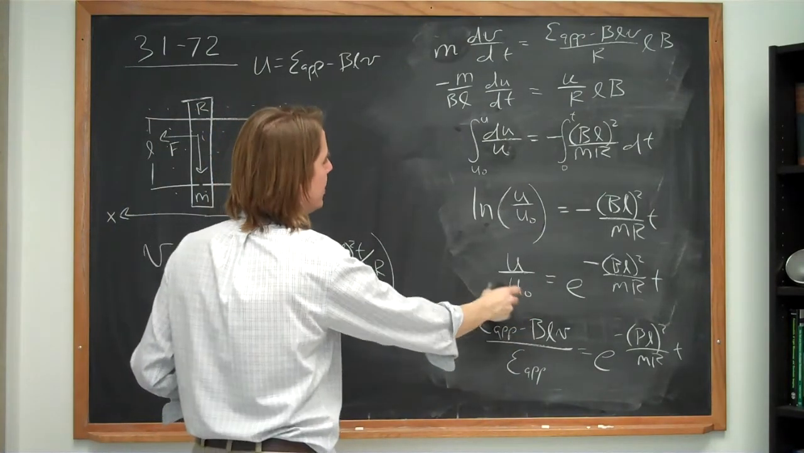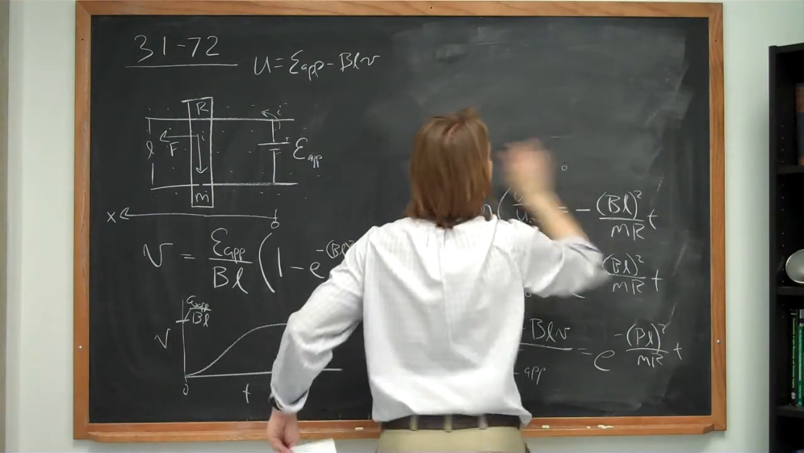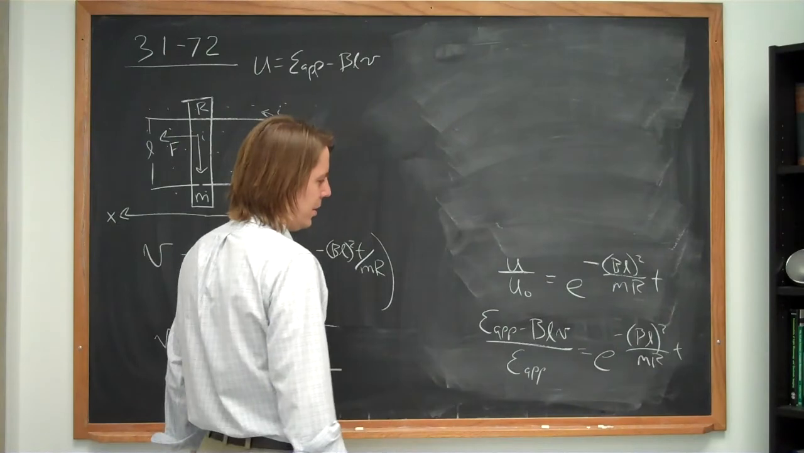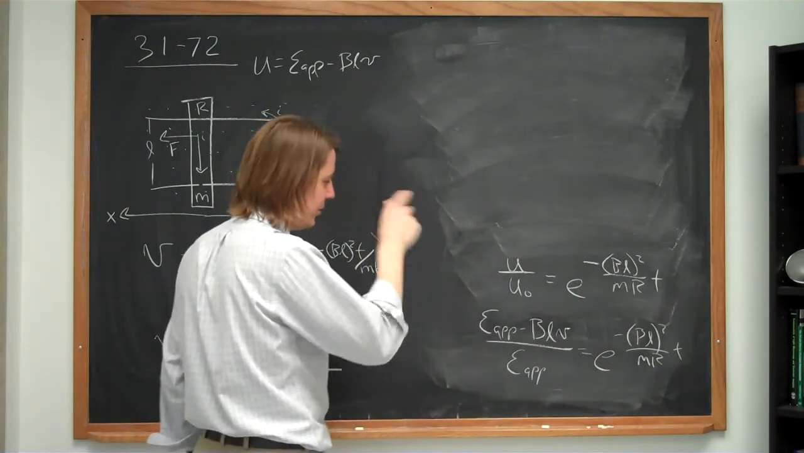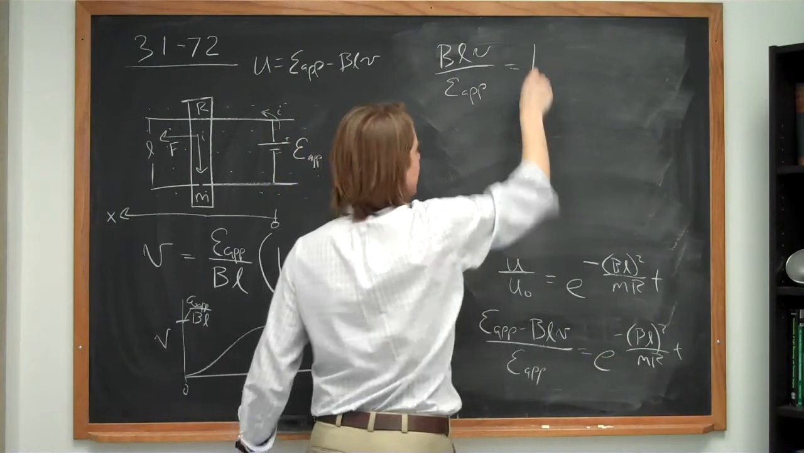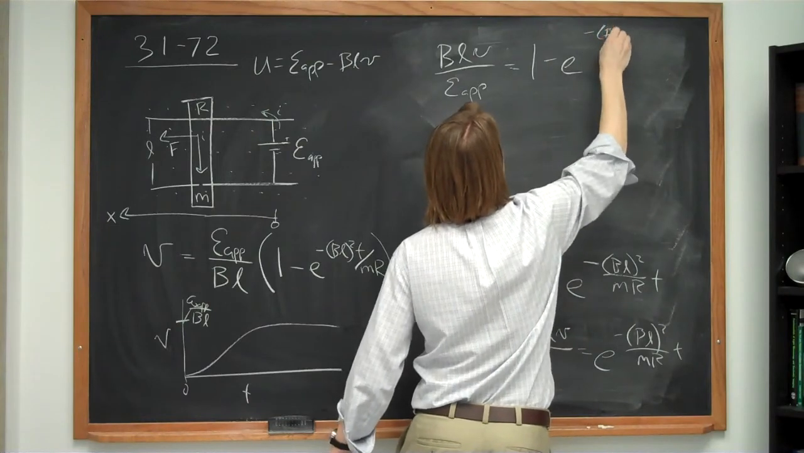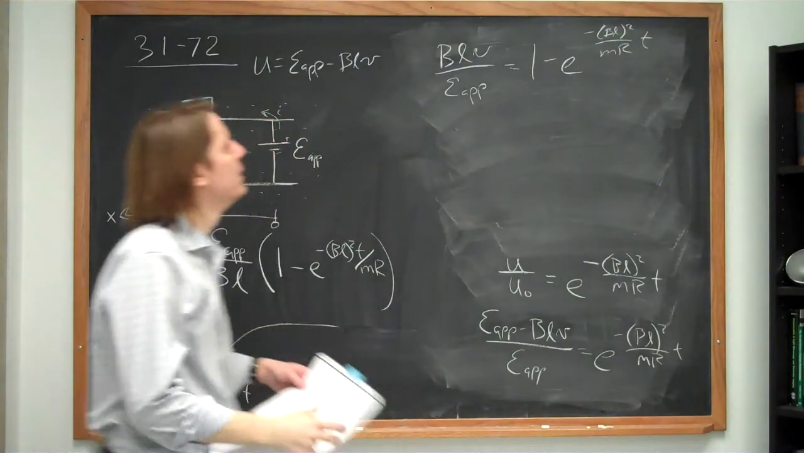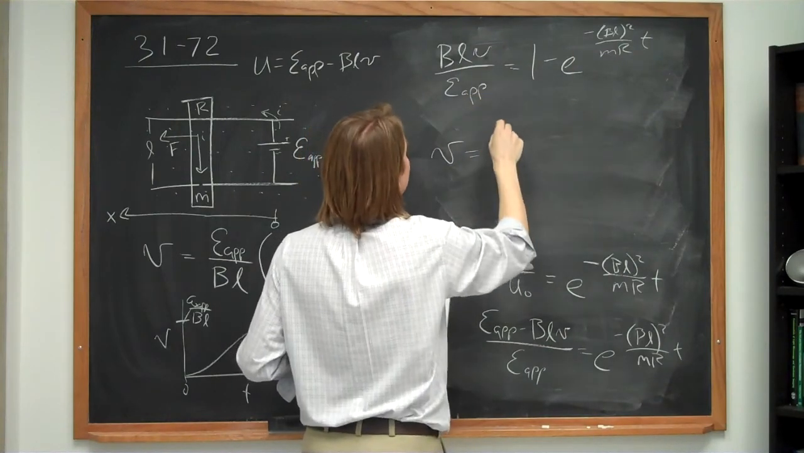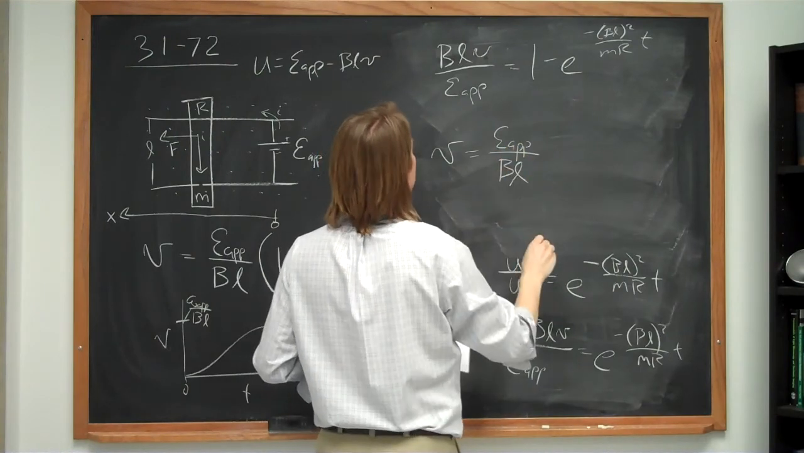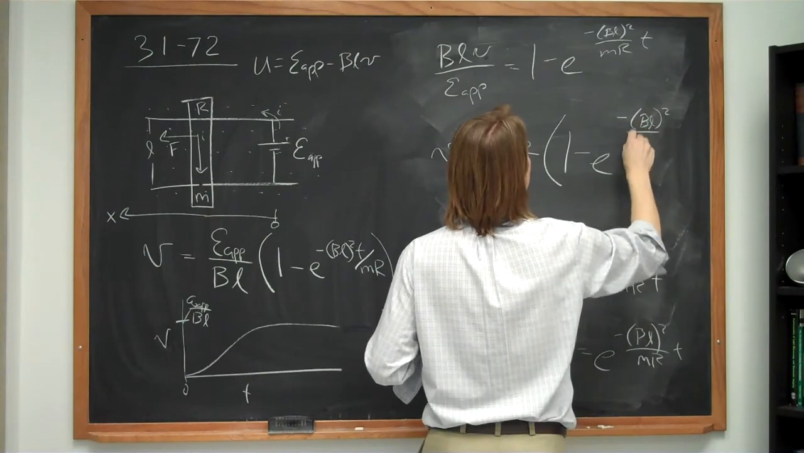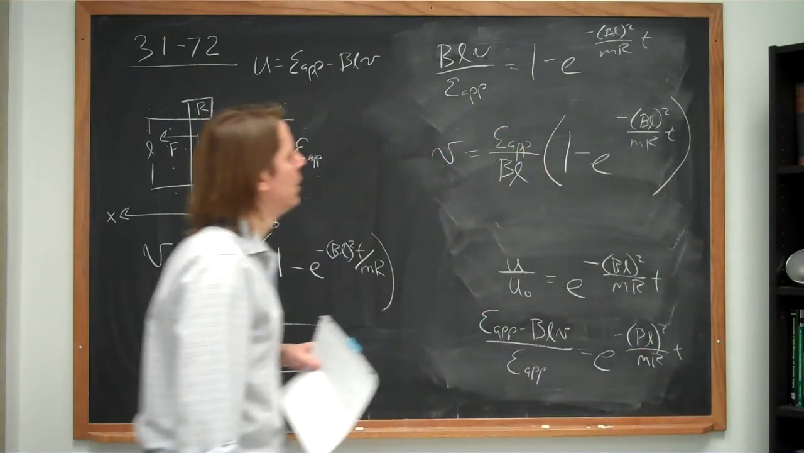Now we just solve this for v. This is 1 minus that over E applied. Then we bring this over here, leave the 1, pull that over there. So let's do all those steps at once. BLV over E applied equals 1 minus e to the minus BL squared over MR t. We've written this 100 times now. And then we just need v as a function of t. V equals E applied over BL times 1 minus e to the minus BL squared over MR t. And that matches, hey, what do you know? That matches that.